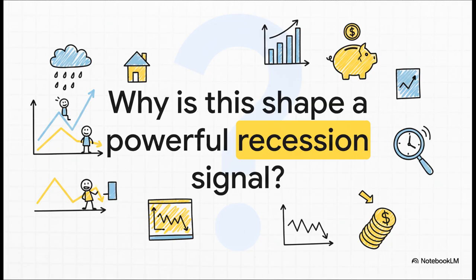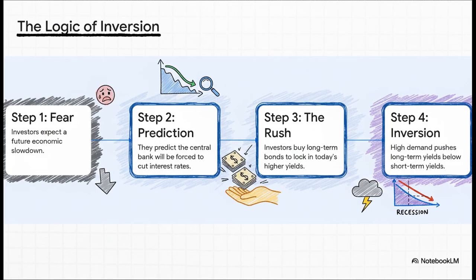Which brings us to the most important question of all. Yeah, it looks weird for sure, but what's the logic here? Why is this specific upside-down shape such a scarily reliable predictor of economic trouble ahead? Okay, so let's walk through the logic, step by step. First, investors as a group start to feel that trouble is on the horizon. They see a slowdown coming. Step 2, because of that, they start betting the central bank is going to have to slash interest rates to try and save the economy.